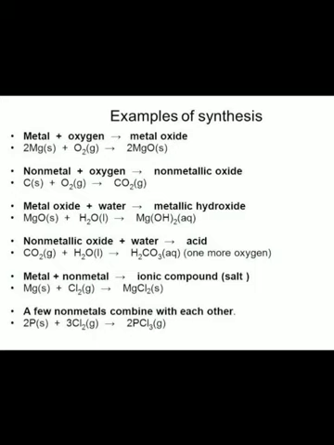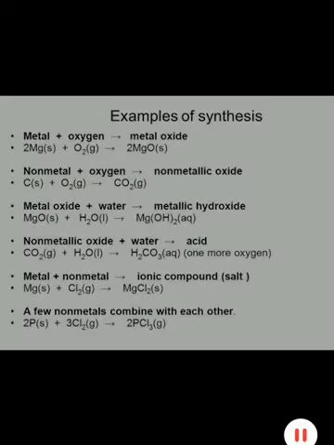So these are some examples of synthesis reaction. When a metal reacts with oxygen, we get a metallic oxide. When a non-metal reacts with oxygen, we get a non-metallic oxide. When a metallic oxide reacts with water, we get a metallic hydroxide. When a non-metallic oxide reacts with water, it produces an acid, that is, acidic oxides. And when a metal and a non-metal react, they also produce a single compound. Now we will discuss other examples of direct combination reaction, or synthesis reaction.